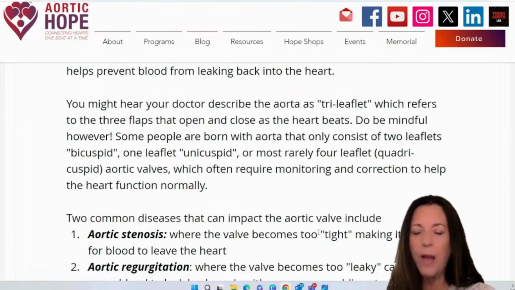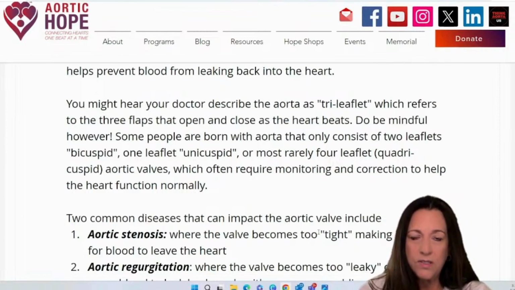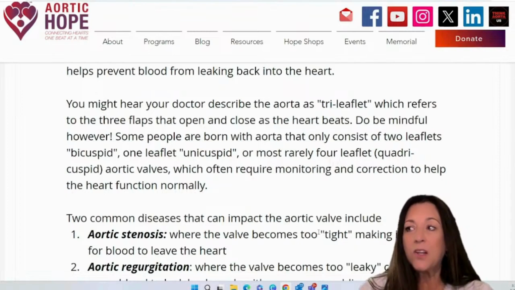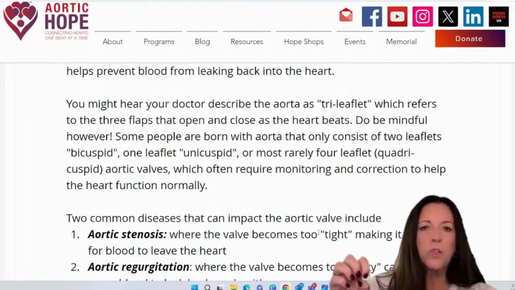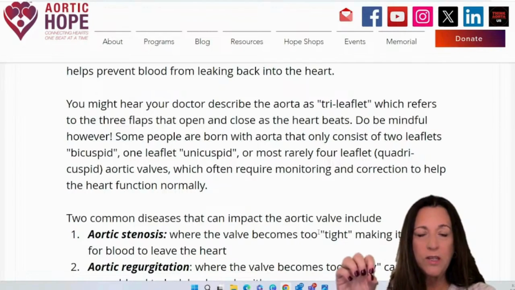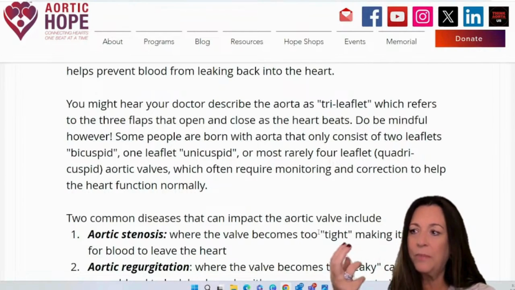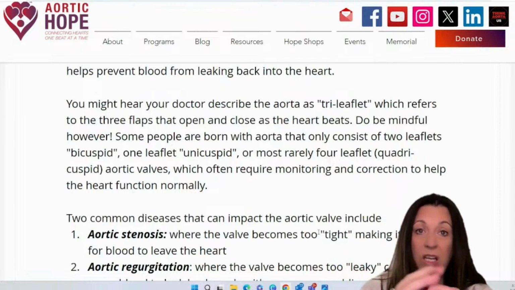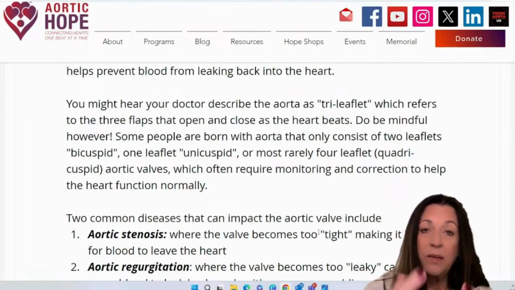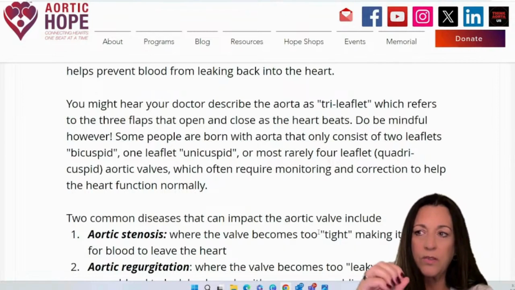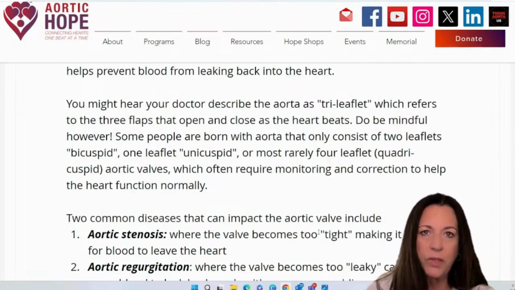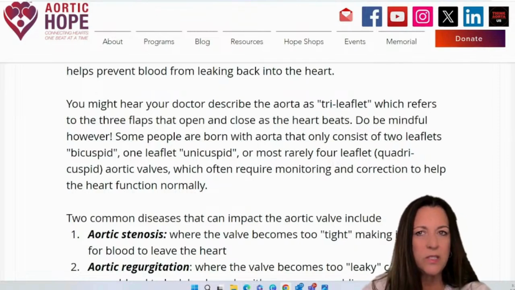But the 2 most common diseases that can impact the aortic valve would include aortic stenosis. So stenosis means that it becomes tight and it makes it hard for blood to leave the heart because it starts to become rigid and can have, I believe, stuff on the inside, so it compresses the inside and makes the space for blood to travel smaller. Okay, so that makes it a little bit difficult.